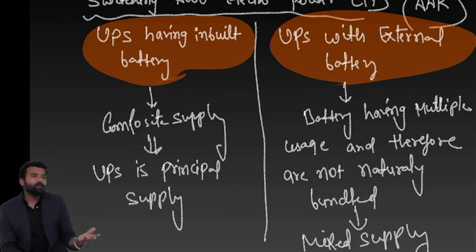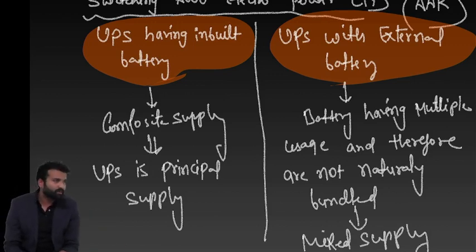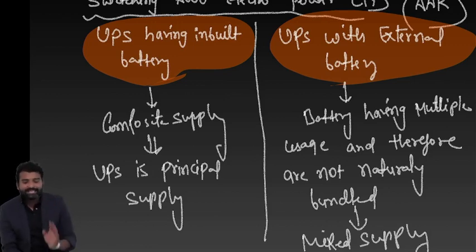Battery is having multiple uses. So we cannot expect that if a person is buying a battery, he is using it only and only for an inverter. So there are two different supplies here, and it will not be principal naturally bundled, and therefore it will be treated as mixed supply. So this is a special case. The case is regarding Switching Auto Electro Power Limited, and there are two different scenarios here. UPS having inbuilt battery is a complete UPS. The principal supply is UPS, composite supply. But UPS with external battery is not naturally bundled, and therefore they will be treated as mixed supply, not as a composite supply.